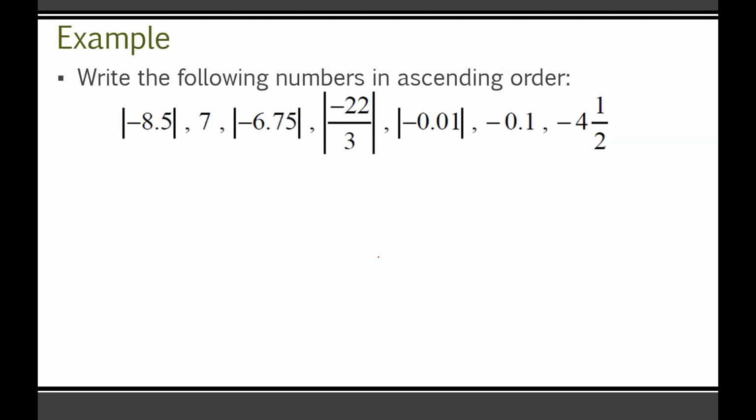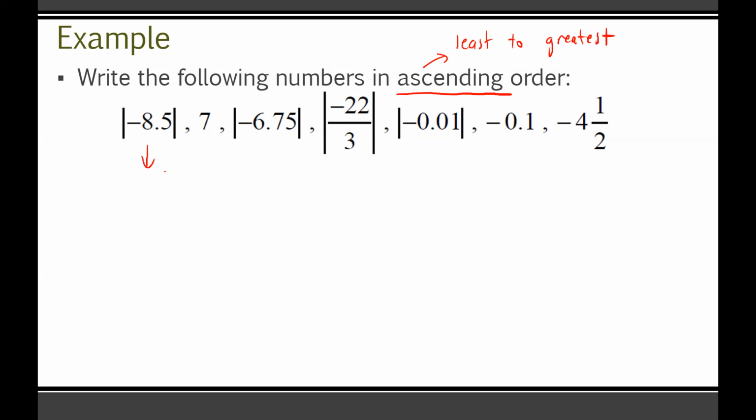All right, so we're going to do an example here. This is a pretty straightforward example. Write the following numbers in ascending order. If you're not sure what ascending means, it basically just means least to greatest. So in other words, the lowest number to the highest number. Well, to do this, we have to analyze what all these are. So I would get rid of the absolute value bars whenever possible.